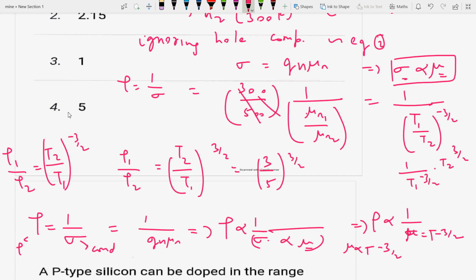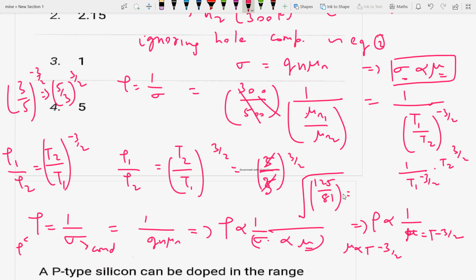So this is actually 3 by 5 to the power minus 3 by 2, or 5 by 3 to the power 3 by 2. So it will come out to be 5 by 3 to the power 3 by 2. When you solve it, it is like 125 by 81, and if we take the square root, your answer will be 2.15. It will be 2.15, right?